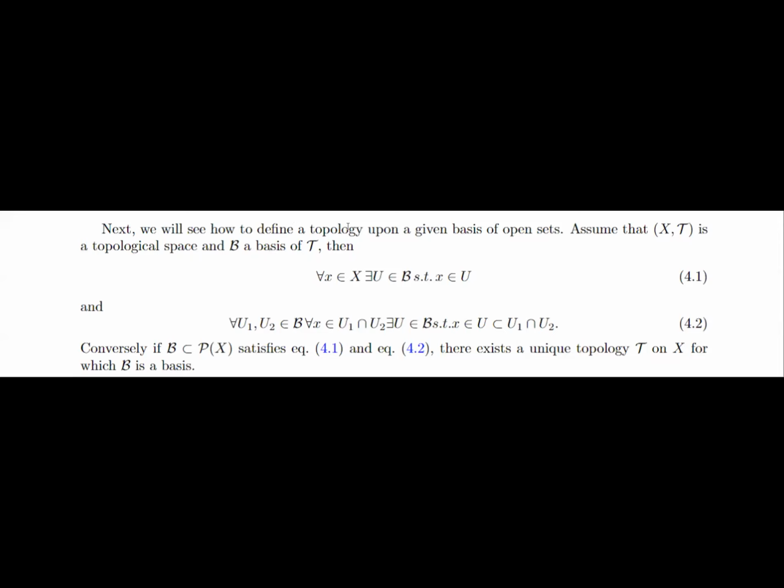Okay, so next. What we did up to now, we recalled what a topology is, and when we have a topology, we defined what the basis of a topology is. But now the question is, maybe I can first define a basis and then define a topology associated with this basis. That's the case. That's what we are going to do now.